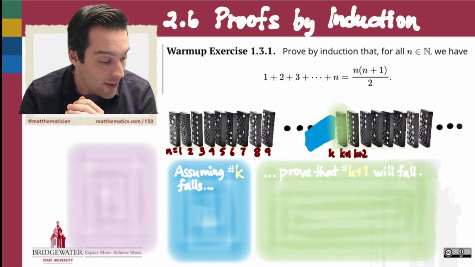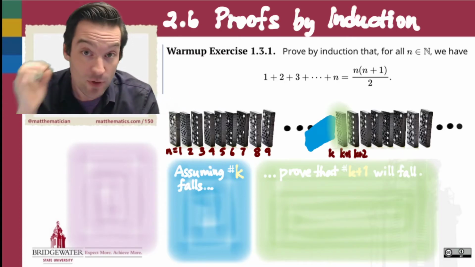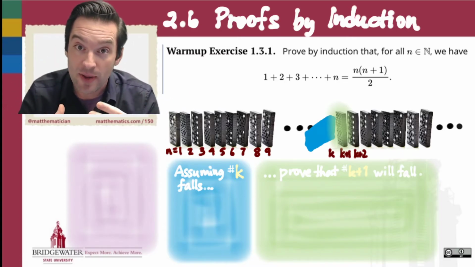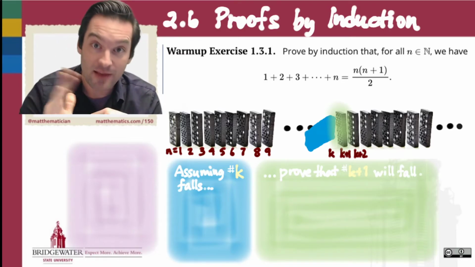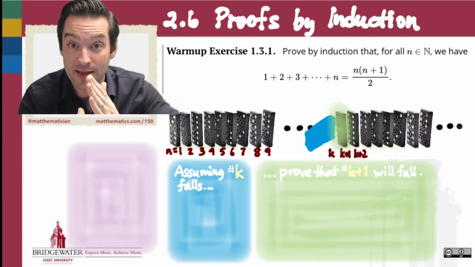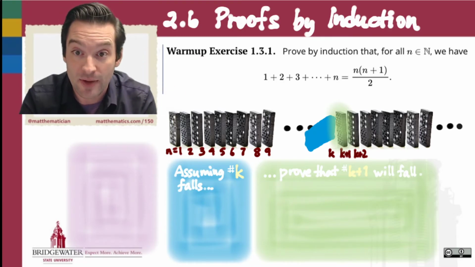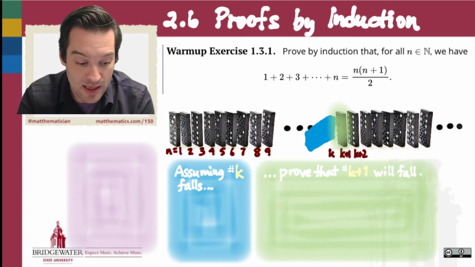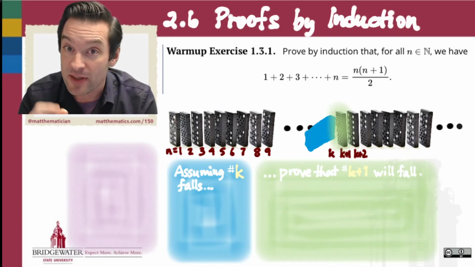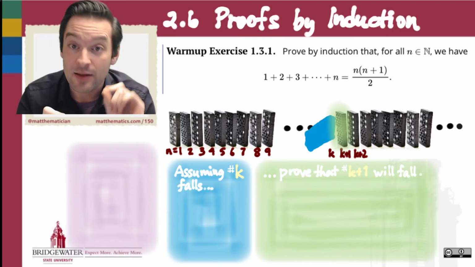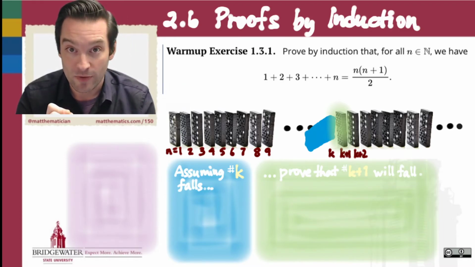Probably where we do the most work in a proof by induction is right there, showing that if you choose any arbitrary domino in this sequence, and that domino falls, then the next one in the sequence will also fall afterwards. And that is a conditional proposition. That's an if-then statement. If the kth domino falls, then the k plus first domino will fall.